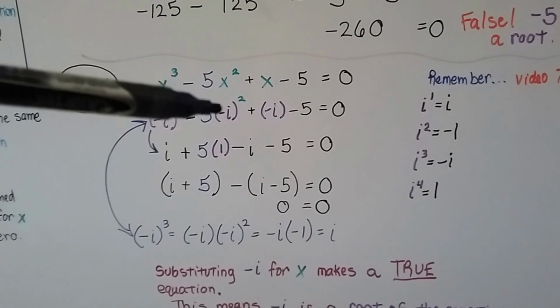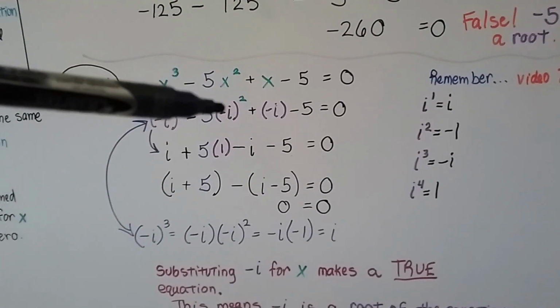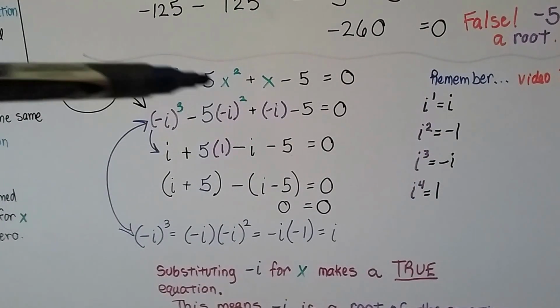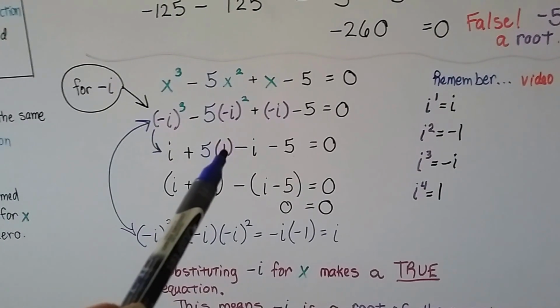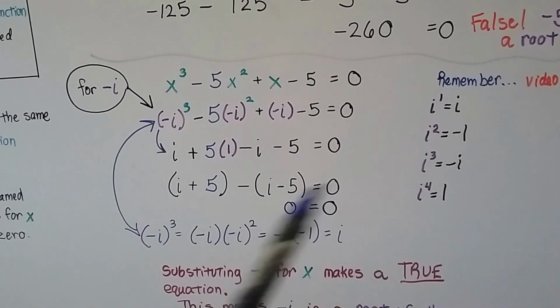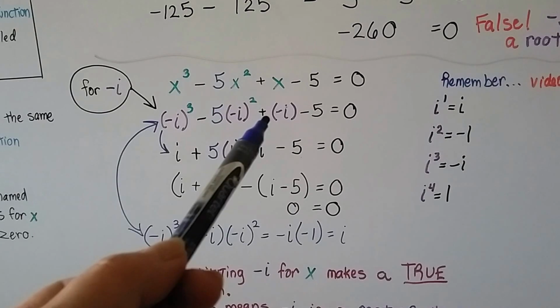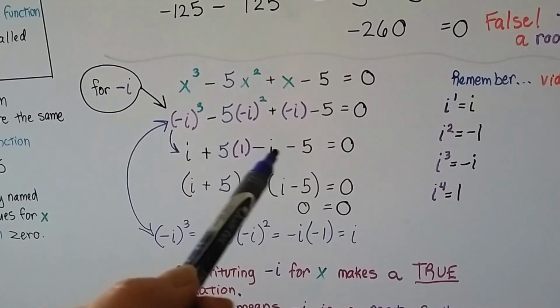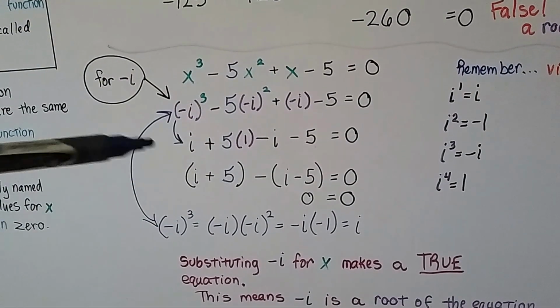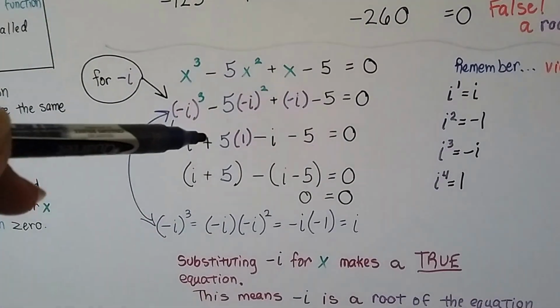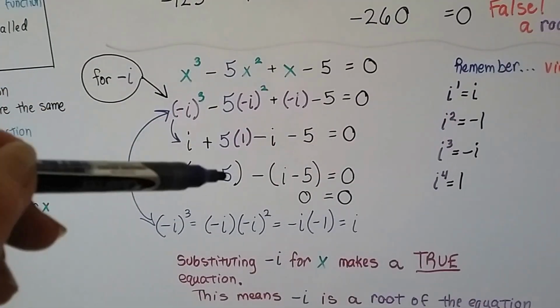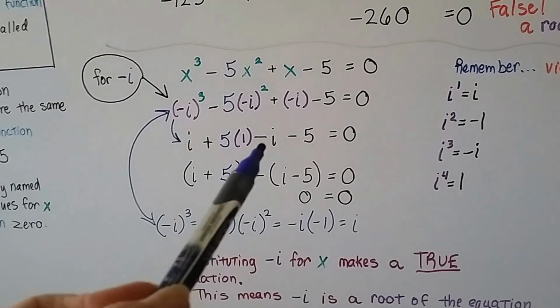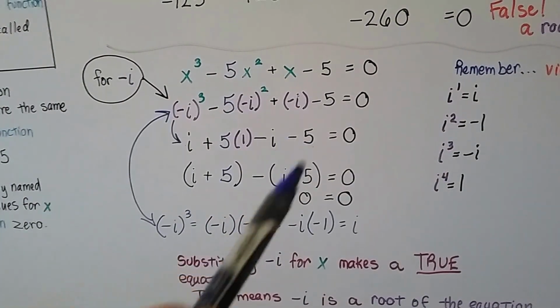So when we put this negative i squared in place of x here, we just get a 1. See? Minus i, that's this one right here in place of the x, and then we have minus 5 equals 0. This i plus 5 times 1, well, that's just a 5. And then we have minus i minus 5.